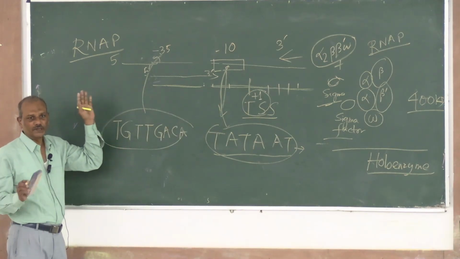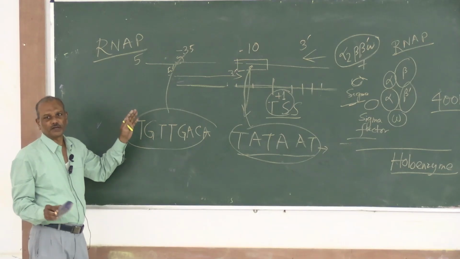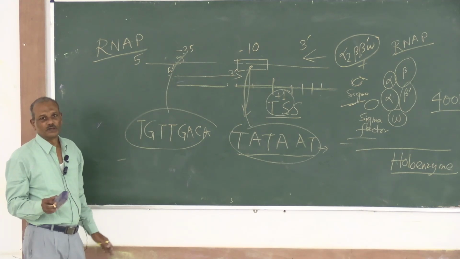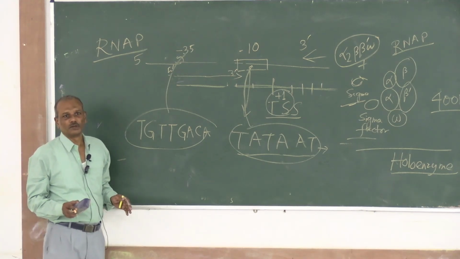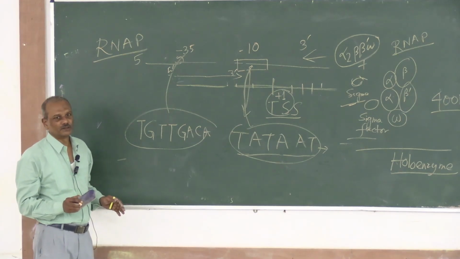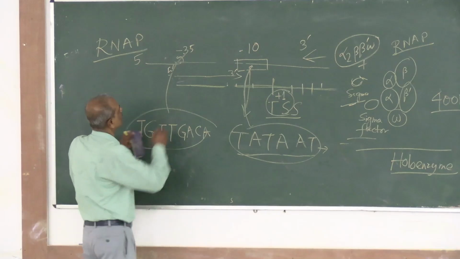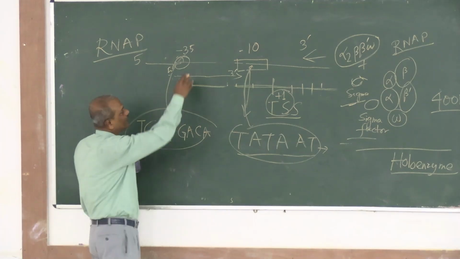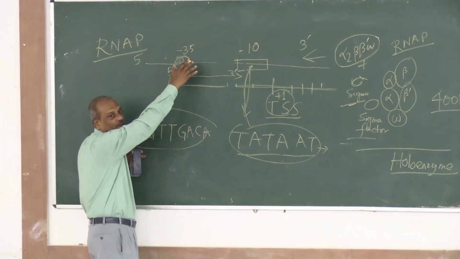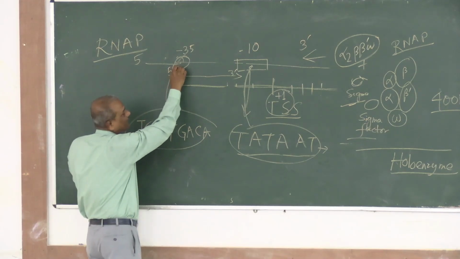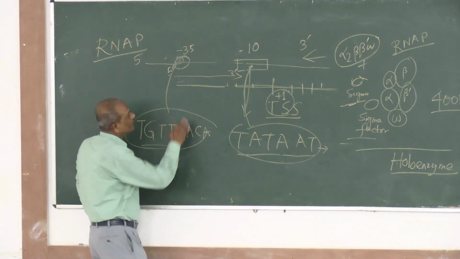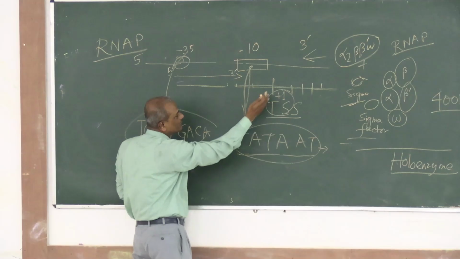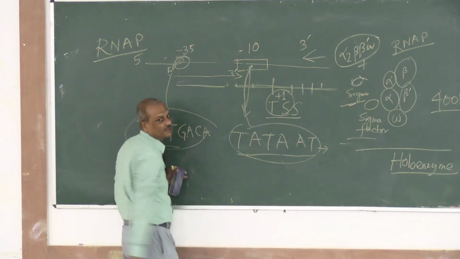In E. coli we have around 4.2 x 10^6 base pairs. It scans at the rate of 1000 per second and locates this particular region, the minus 35 base pair region, by scanning, and that is where the RNA polymerase will bind initially. A little further down, at minus 10 base pair, it is almost 10 base pair ahead of the transcription start site.